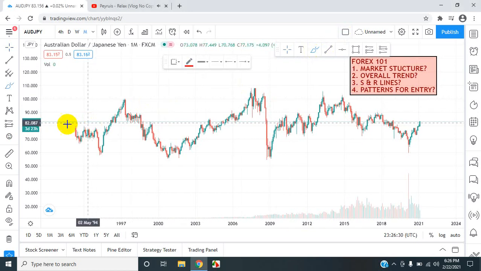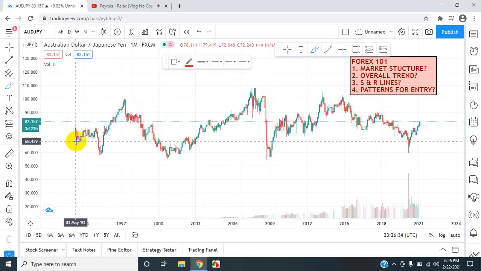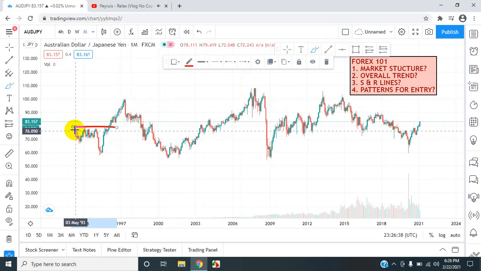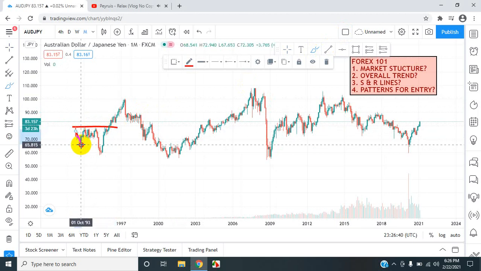Okay guys, let's start off with our market structure. Price started off in this candle here back in May of 1993. It went straight into a push down and created an area of support.